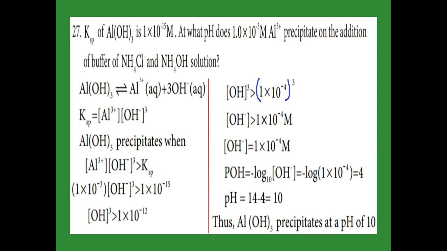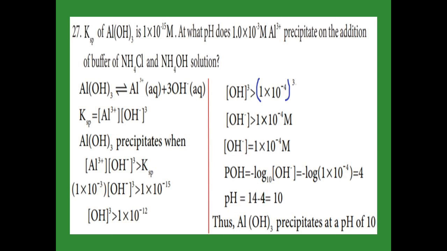Now the power 3 on the left-hand side of hydroxide and the power 3 on the right-hand side of 1 × 10^-4 cancel. We get the OH- concentration as 1 × 10^-4 molar. We approximately take this value as 1 × 10^-4 molar.